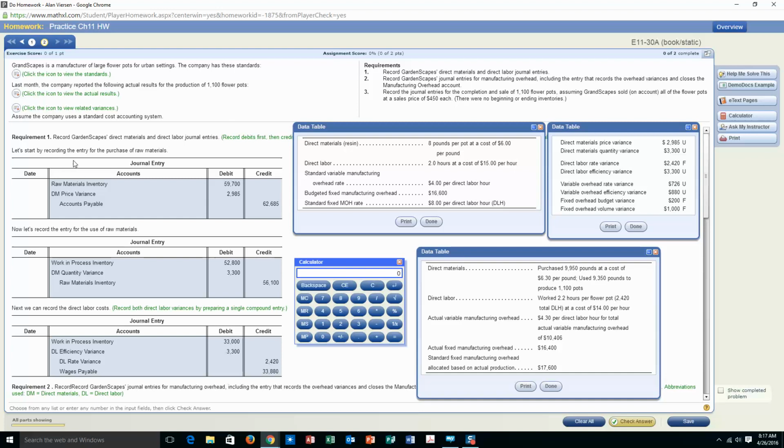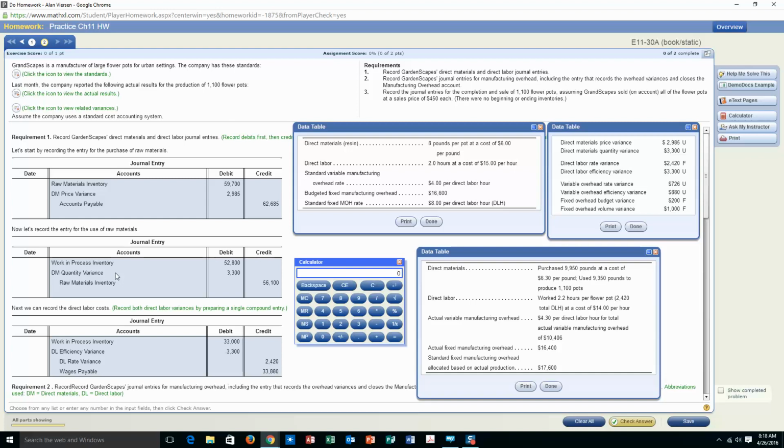First of all, we're going to record the purchase of raw materials. So this is going to be the actual number of pounds that we bought, 9,950 pounds, times the standard cost of $6. That's 59,700. The amount payable is the 9,950 times our actual cost, which was $6.30, and then we bring over the price variance, which is 29.85, and unfavorable is going to be debited. Favorable will be credited.